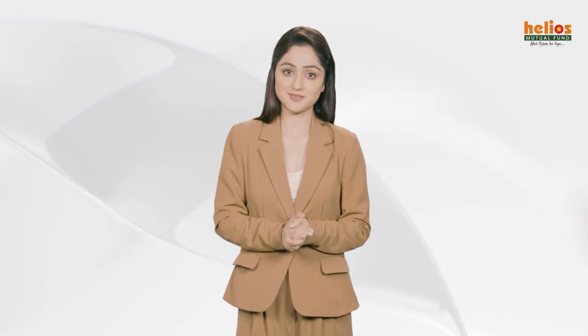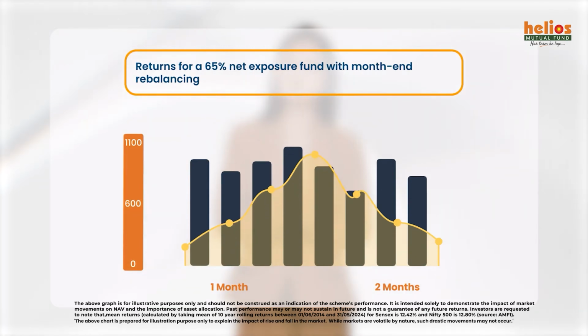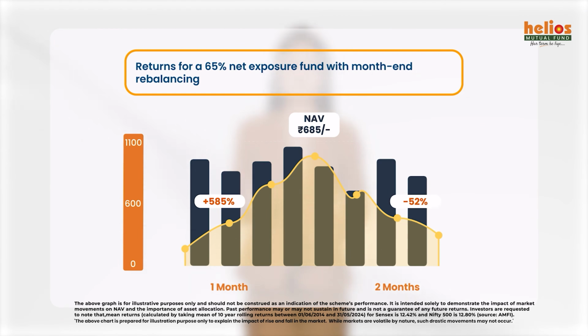Now, let's see what happens with a balanced advantage fund. With 65% of your portfolio exposed to the market, a 900% rise would bring your NAV to ₹685. However, when the market drops by 80%, your NAV would only decrease by 52%, leaving you with ₹328.8.